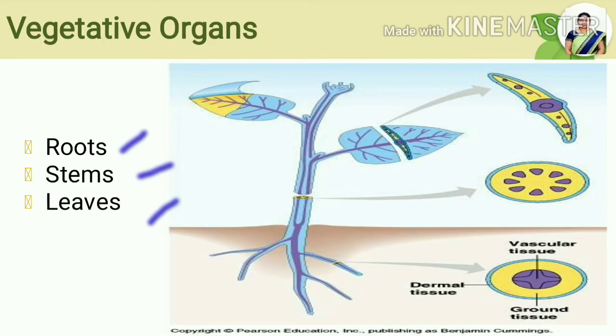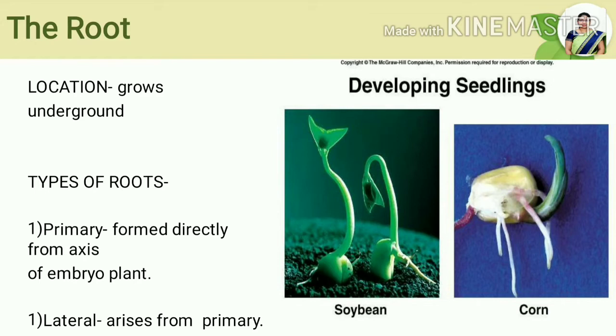Now the vegetative organs are root, stem and leaves. Root, stem and leaves together form the plant organs and they perform functions like fixation, absorption and conduction of water and minerals by roots, growth and development due to meristematic activities of the stem, and synthesis of food material through the leaves by the process of photosynthesis. So let's study the morphology of root.